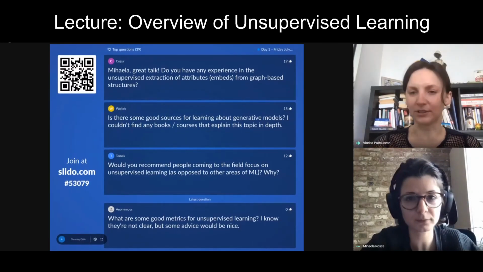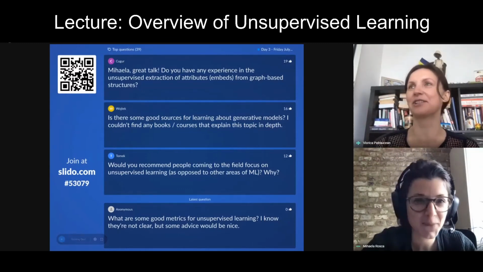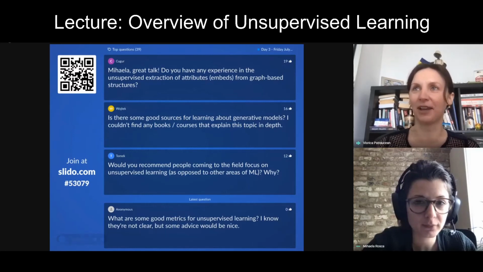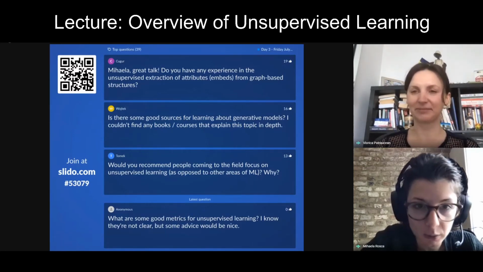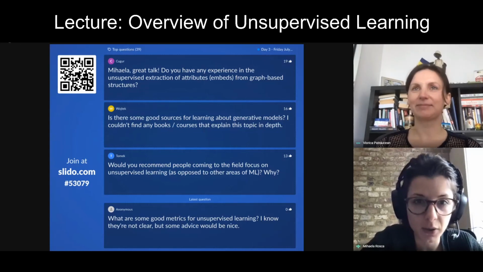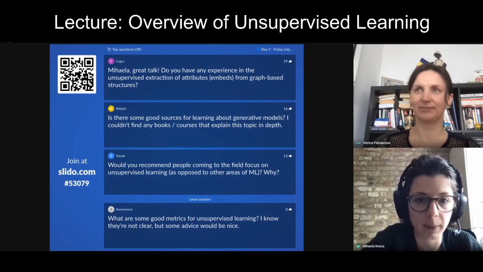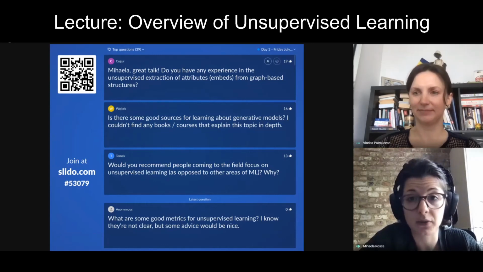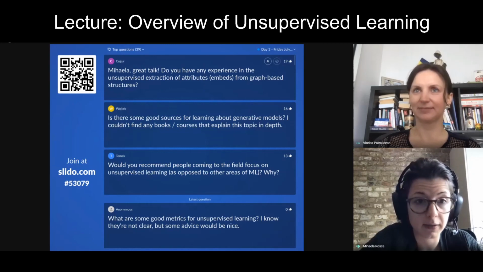So great talk. That's the first question. That's how it starts. Do you have experience in the unsupervised extraction of attributes from graph-based structures? Personally, no. So the honest answer is no. I think there's a lot of work being done there. So there's a lot of methods that now explore this graph structures through graph nets. So that's one of the first places that I would look at.